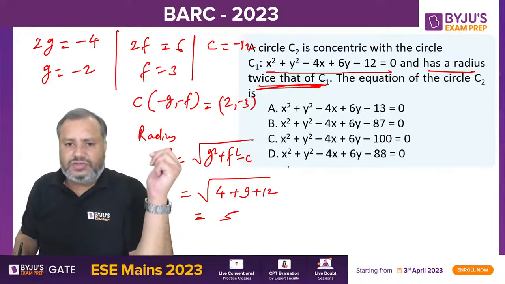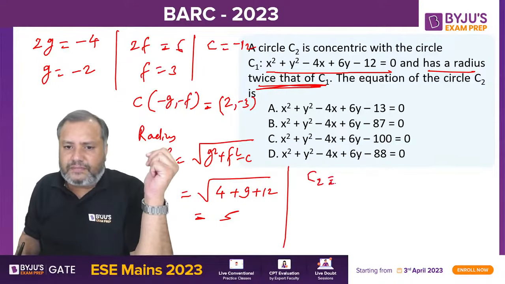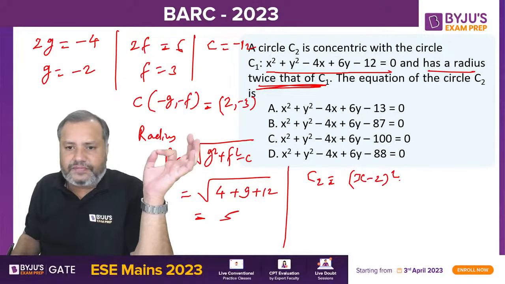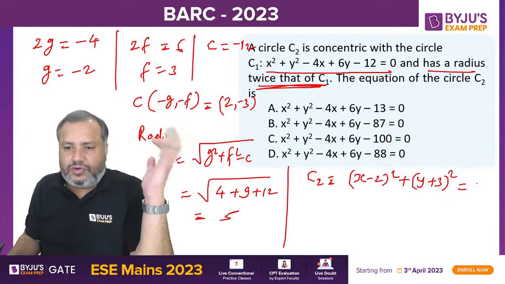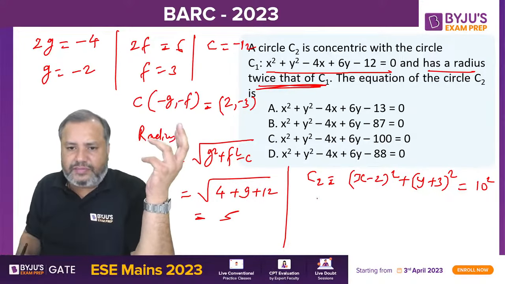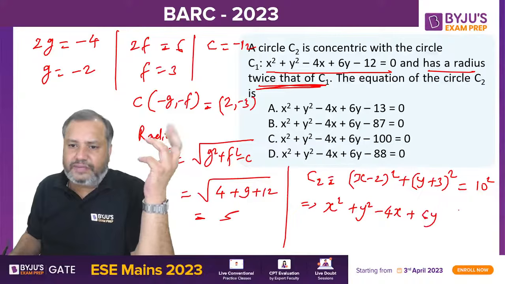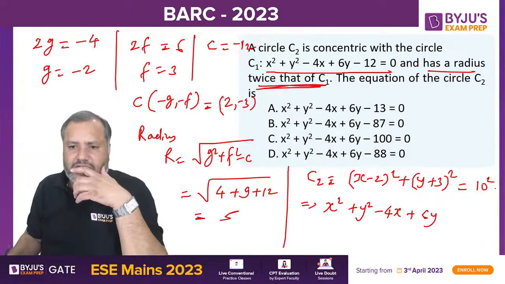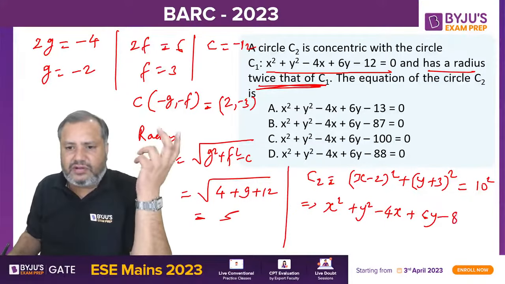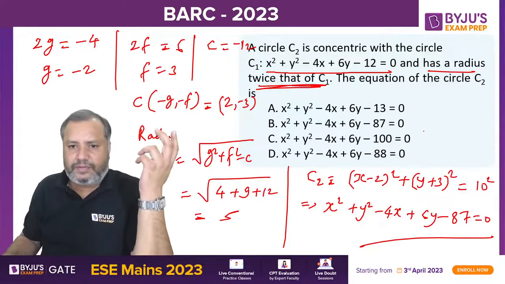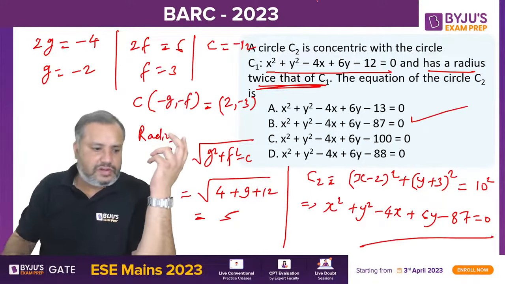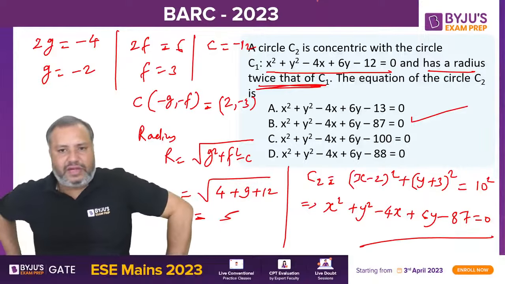Very nice. So circle C2's equation, center is same, x minus 2 whole square, y plus 3 whole square, and radius is twice. So 2 times root 5 squared gives 20, hmm, 10 squared. Simplify. X square plus y square minus 4x plus 6y, 9 plus 4, 13. 100 minus 13 will be 87. Minus 87. Option B will be the correct answer. Correct?